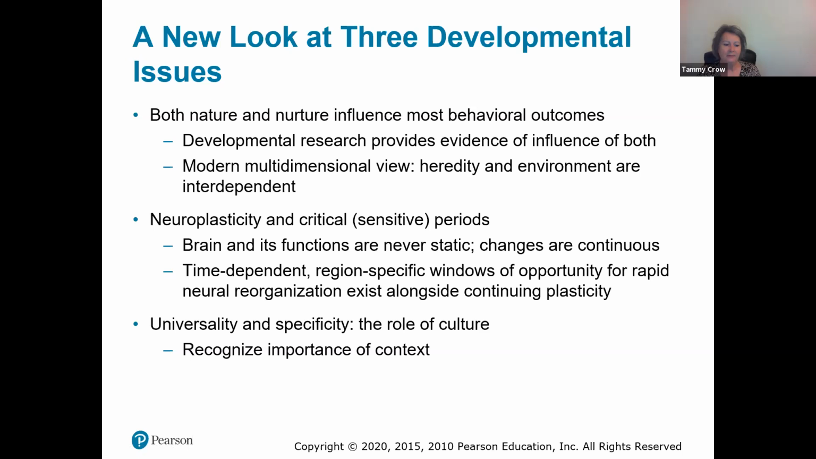And I'm going to try to move really quickly through this part 4, but I want you to pay particular attention and add this to your notes. Like this slide says, current developmental research provides evidence that both nature and nurture influence most behavioral outcomes. That is very important that you understand that we believe today that both nature and nurture influence most behavioral outcomes.